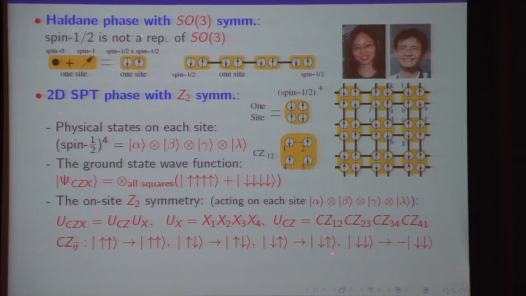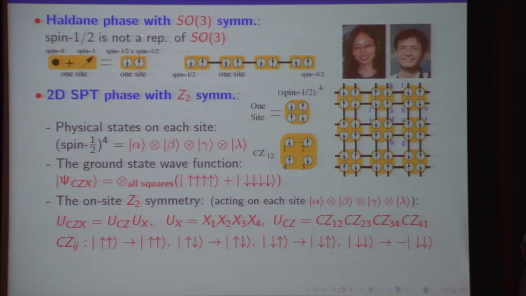Therefore, as an operation on 4 spins, this is a Z2 transformation. You can show that the square of this operation equals the identity. But somehow, such a Z2 symmetry cannot be realized on a single spin, and so the single spin does not form a representation of this Z2 symmetry. So this construction is very important. If you do that, then you have this kind of unusual Z2 symmetry.